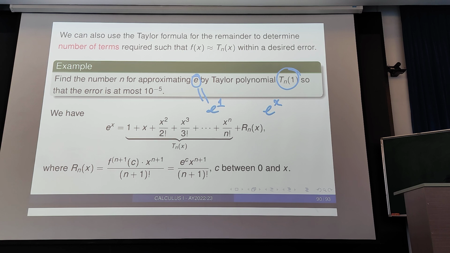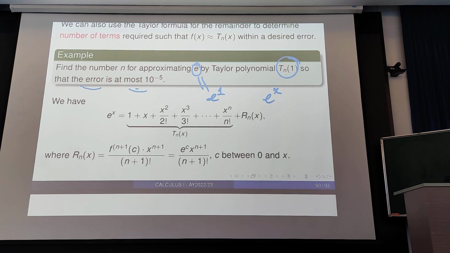And now we need to find the smallest number n such that the error in that estimation is at most 10 power minus 5. That is the size of the error we expect. So we need to write this Taylor polynomial, Taylor series, in general form, and we will decide which value of n later.